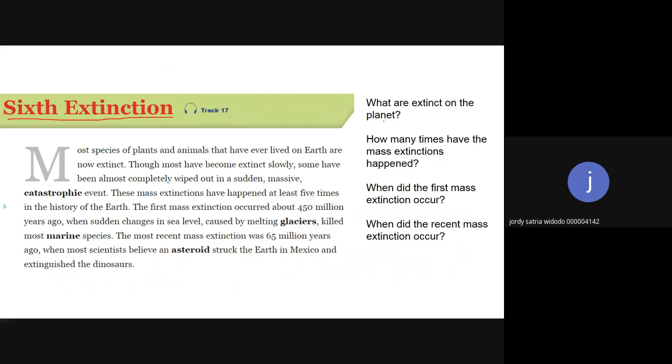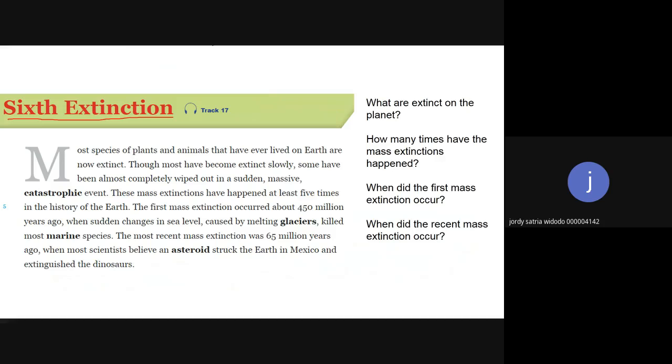And how many times have the mass extinctions happened? It is known that in the world we've got so many mass extinctions. These mass extinctions can result from several causes. It can be natural causes or human-made causes. And then the third one, when did the first mass extinction occur? So it's asking about the time of the first mass extinction. And when did the recent mass extinction occur? This is related to the time of the recent mass extinction.